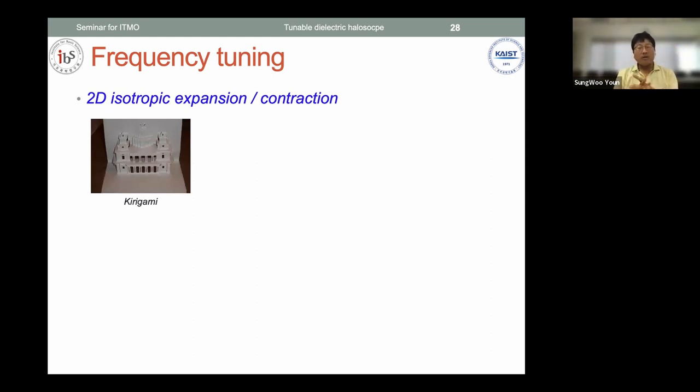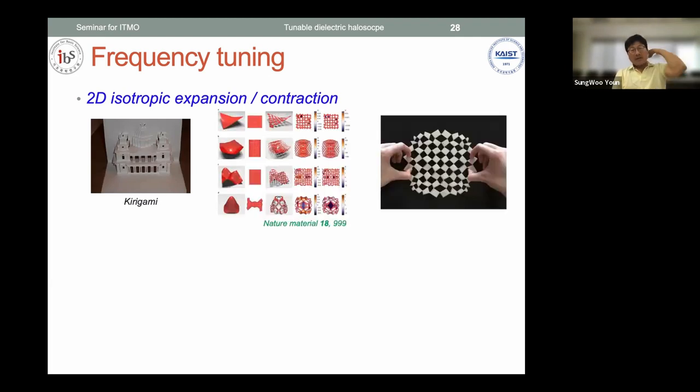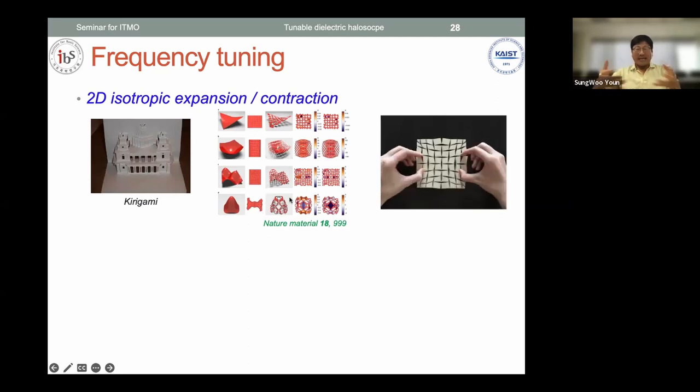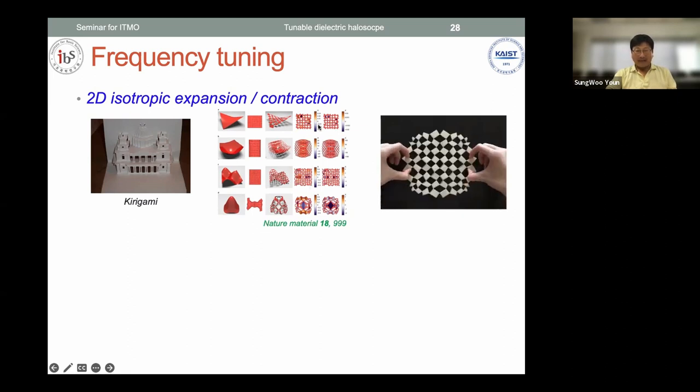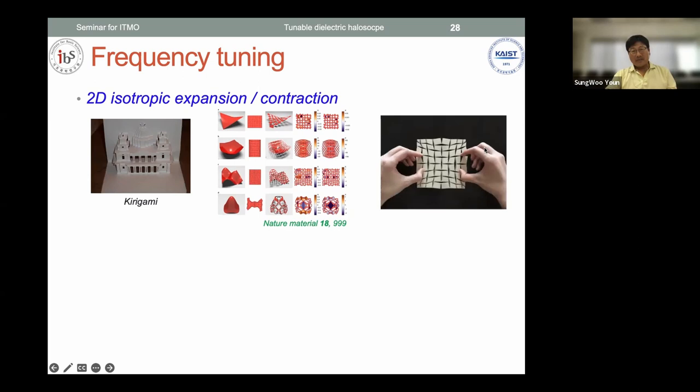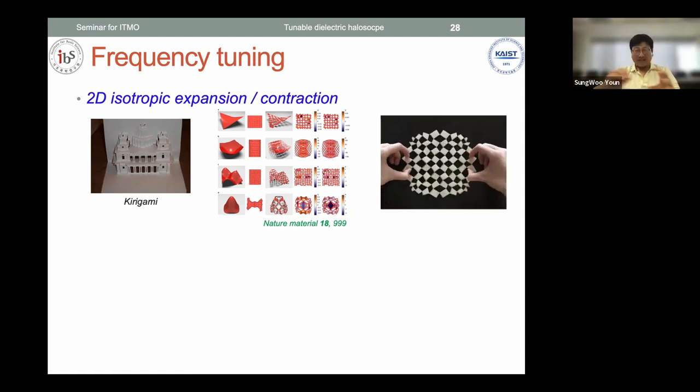Origami is folding paper, some paper art, and folding or something like that. But kirigami also involves cutting the paper. Right? So using kirigami, there are some nice papers out there, with nice tessellation, how tiling those things in a particular design works very nicely. Okay, and it was published in Nature Materials a few years ago, and there is some demonstration using those things, how they expand and flatten and something like that.